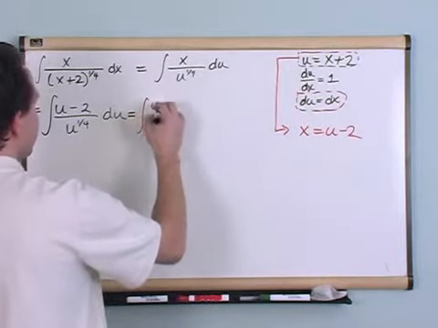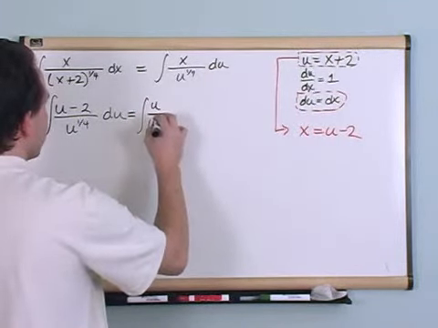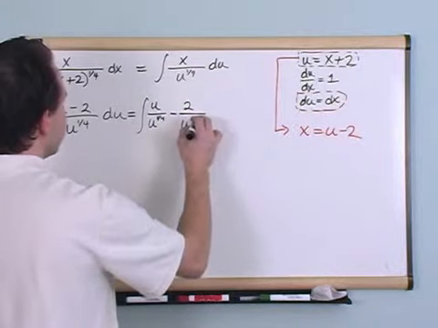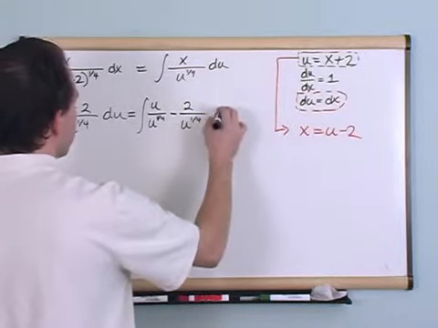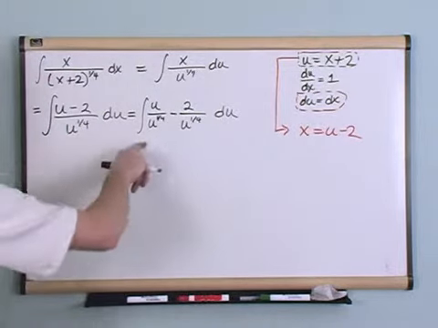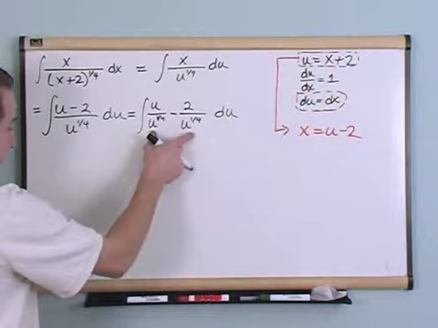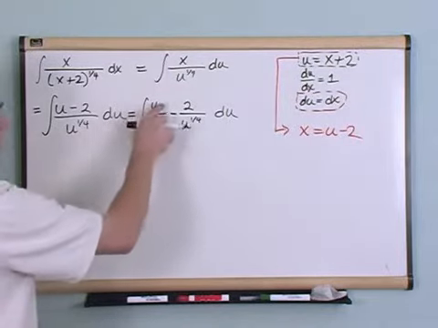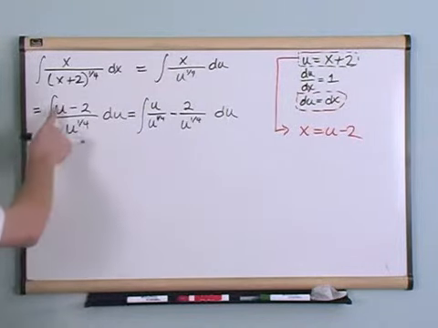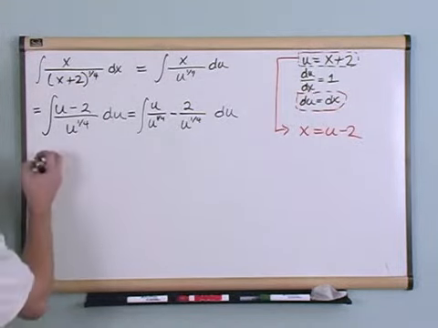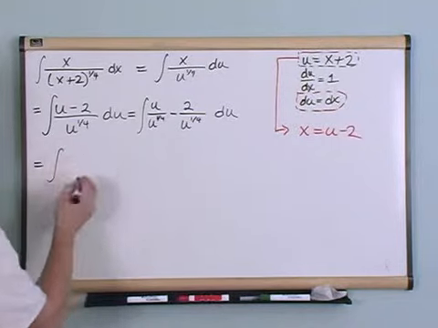This can be written as u over u to the 1/4 minus 2 over u to the 1/4. Obviously, all this stuff's over du. And you can convince yourself of that because this is two fractions with the same denominator. So if you were to subtract them, the denominator would stay the same, the numerators would be subtracted. So all I did was split this fraction up into two fractions. Okay? And you say, well, that doesn't look so much easier to solve.